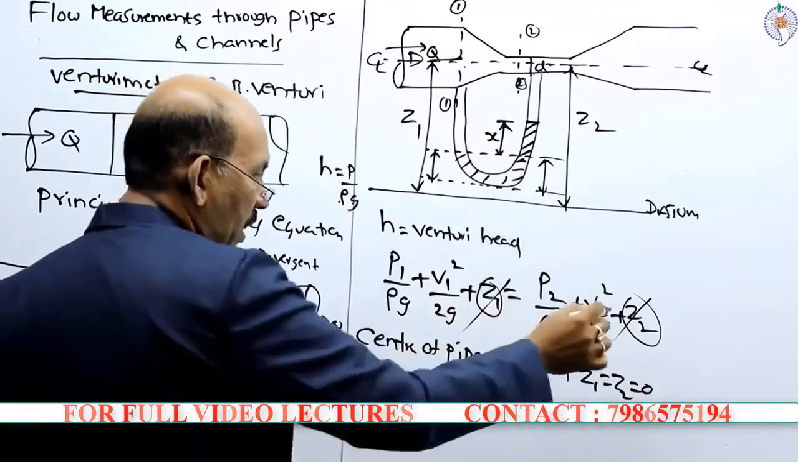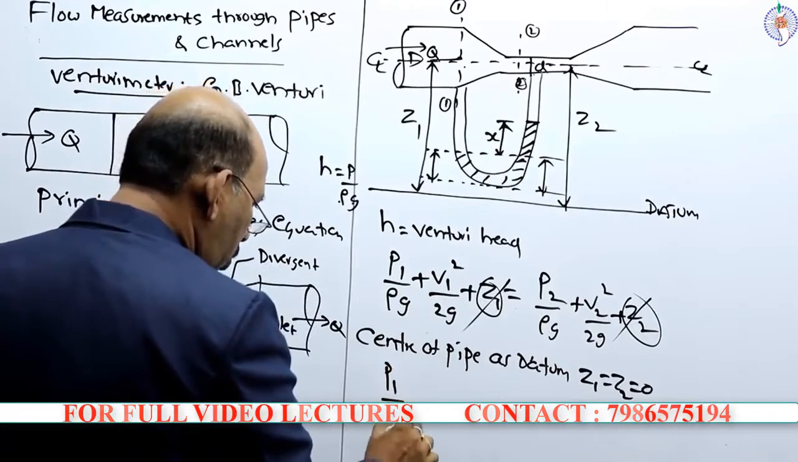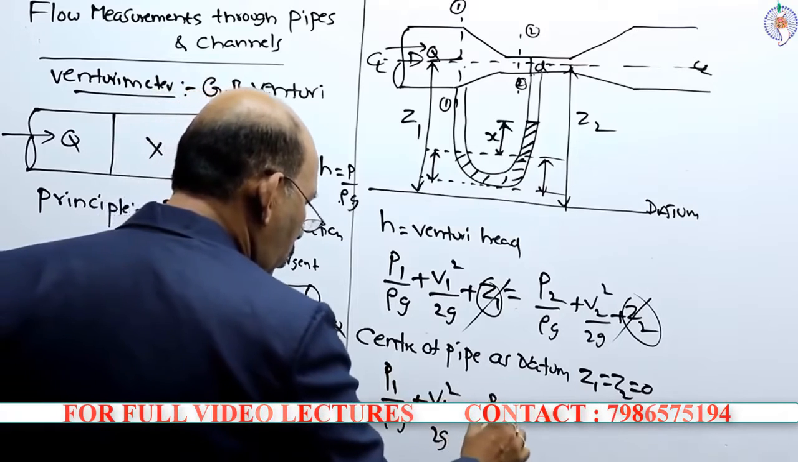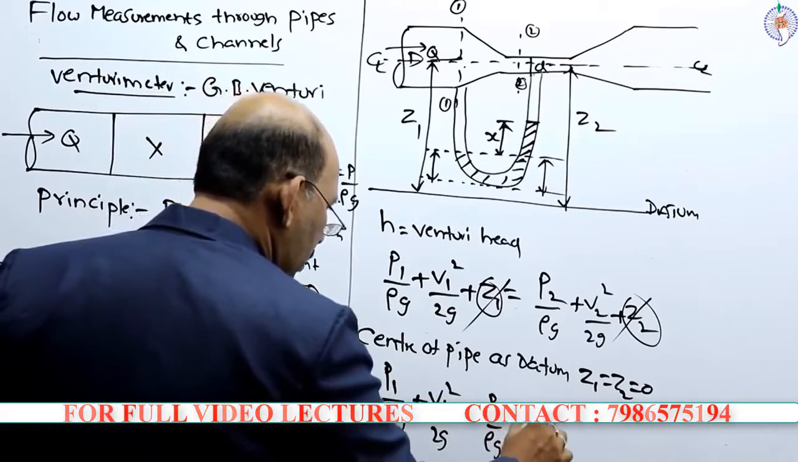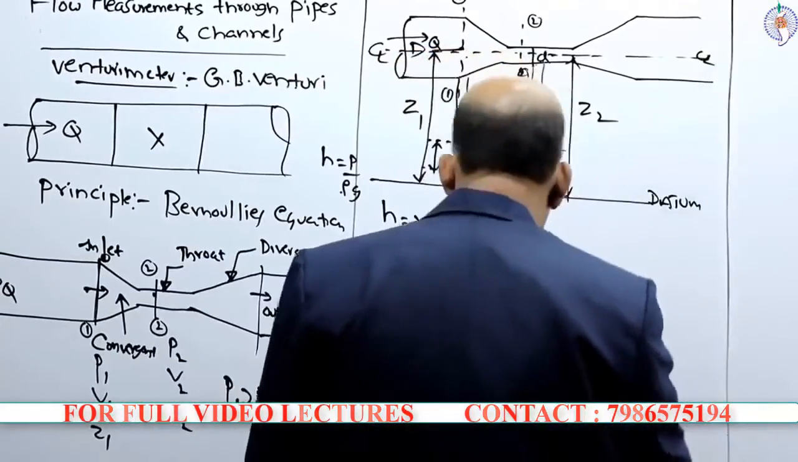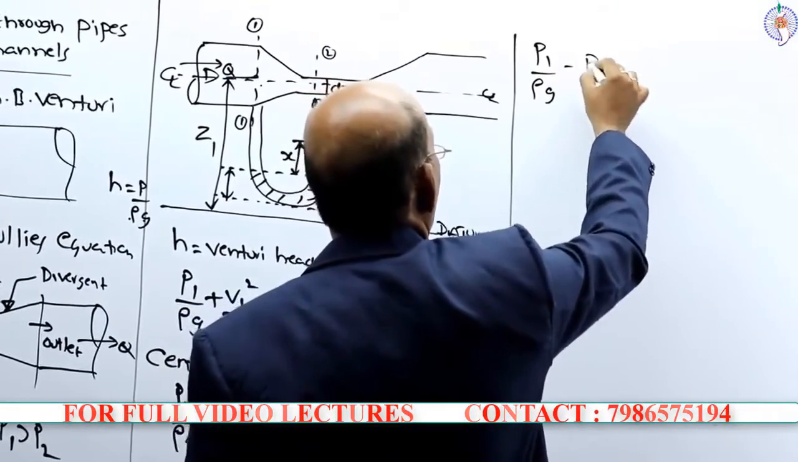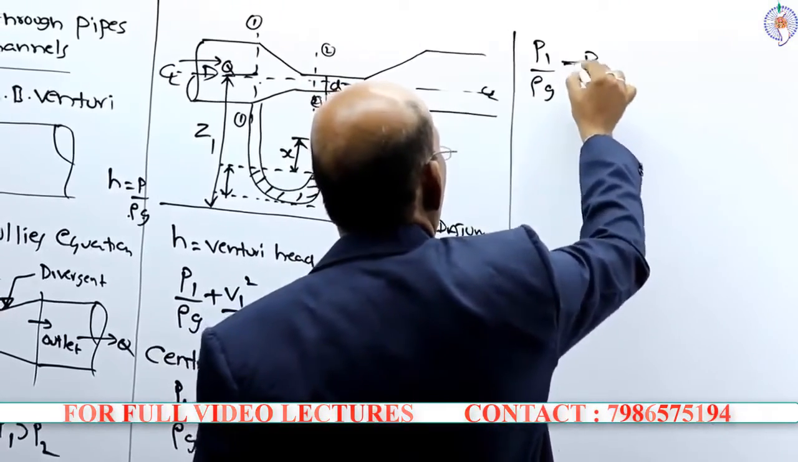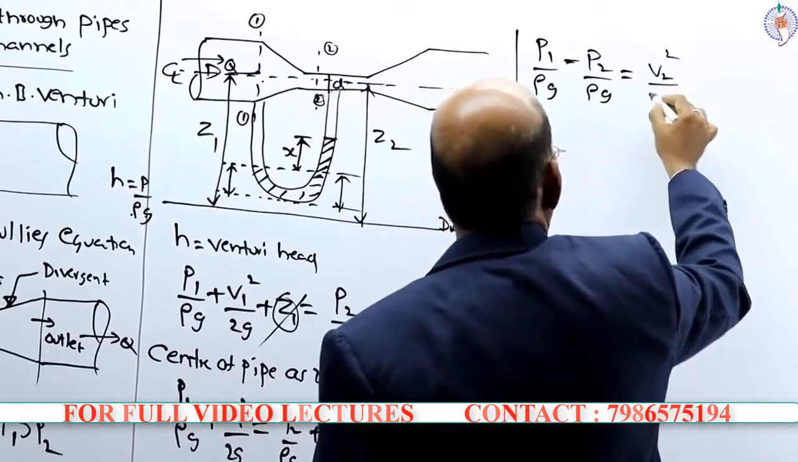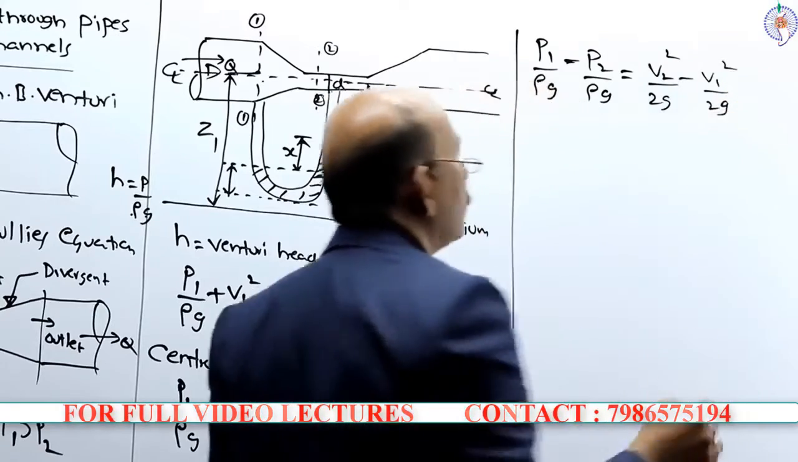So these terms will get cancelled. Now the remaining equation here, P1 by rho g plus V1 square by 2g is equal to P2 by rho g plus V2 square by 2g. Now P1 by rho g minus P2 by rho g is equal to V2 square by 2g minus V1 square by 2g.